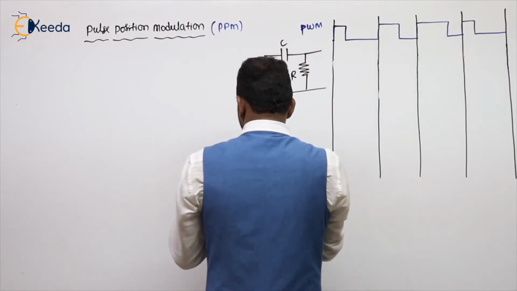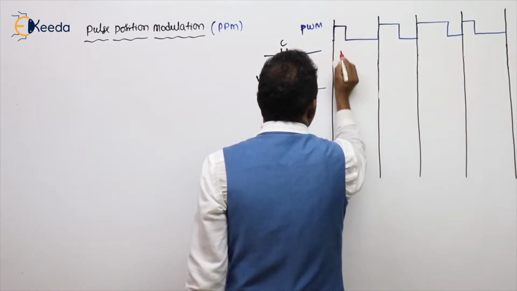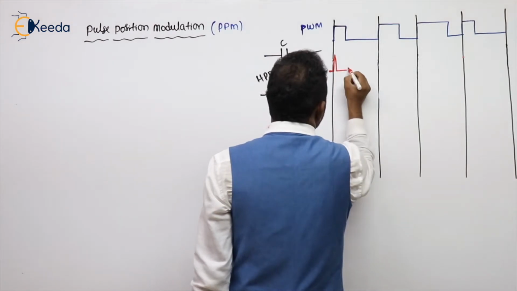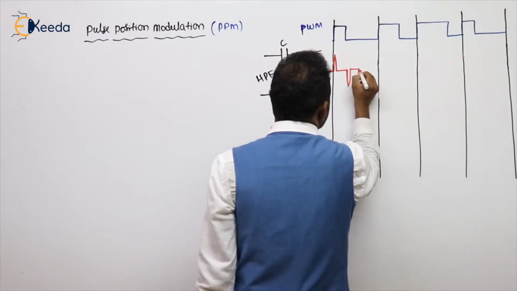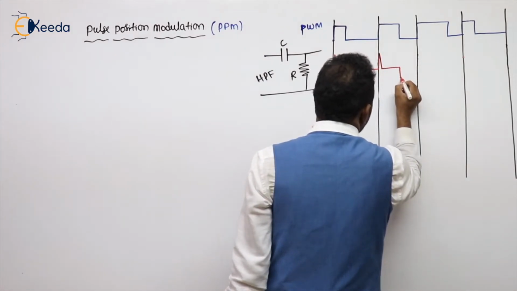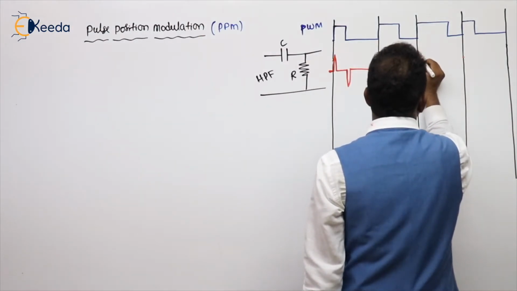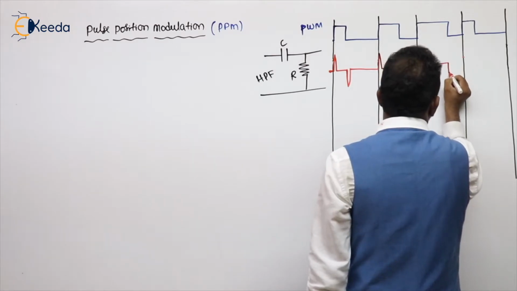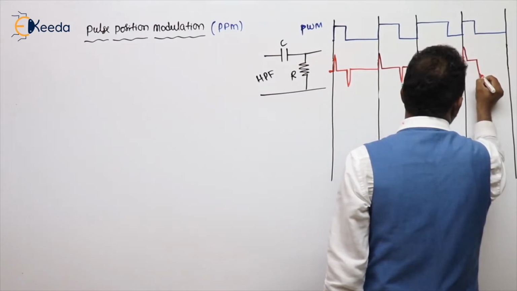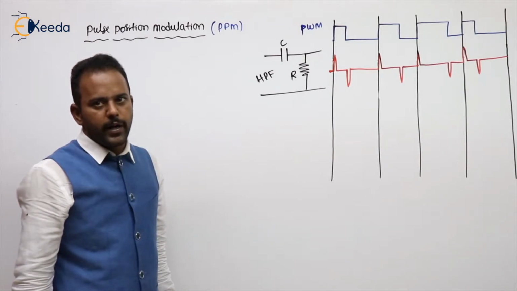And here, let me write with another color. We are having a change, right side minus left side, positive change. So we will get a positive impulse, negative change, negative impulse. Positive change, positive impulse, negative change, negative impulse. Are you getting my point or not?